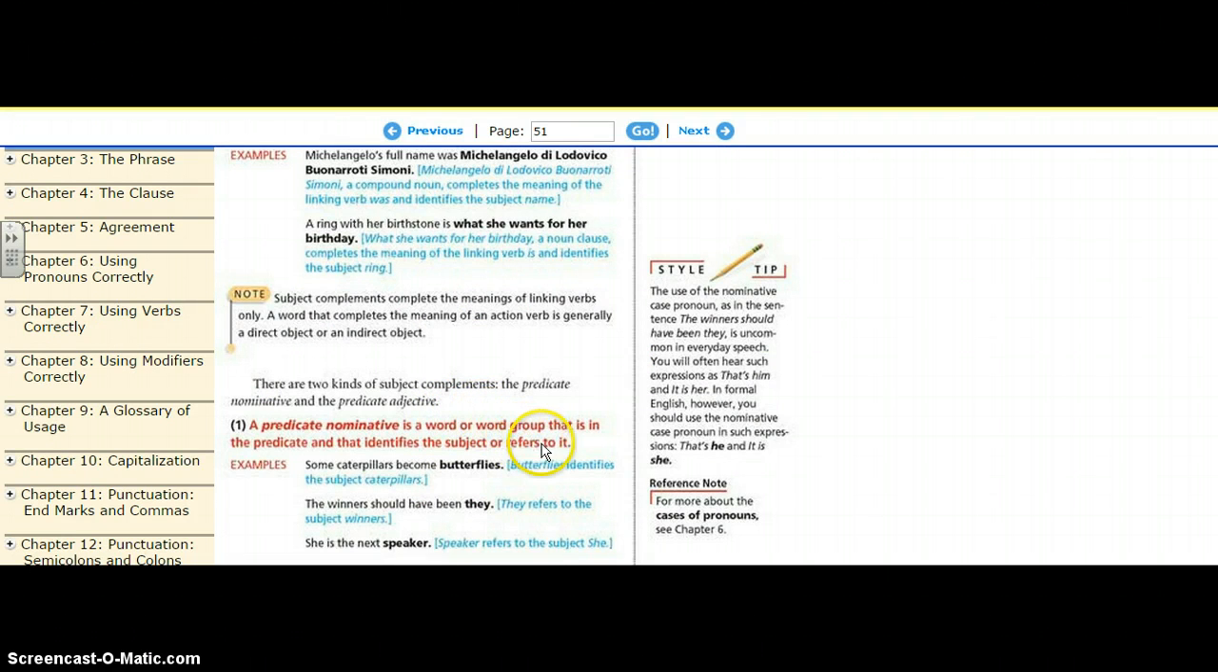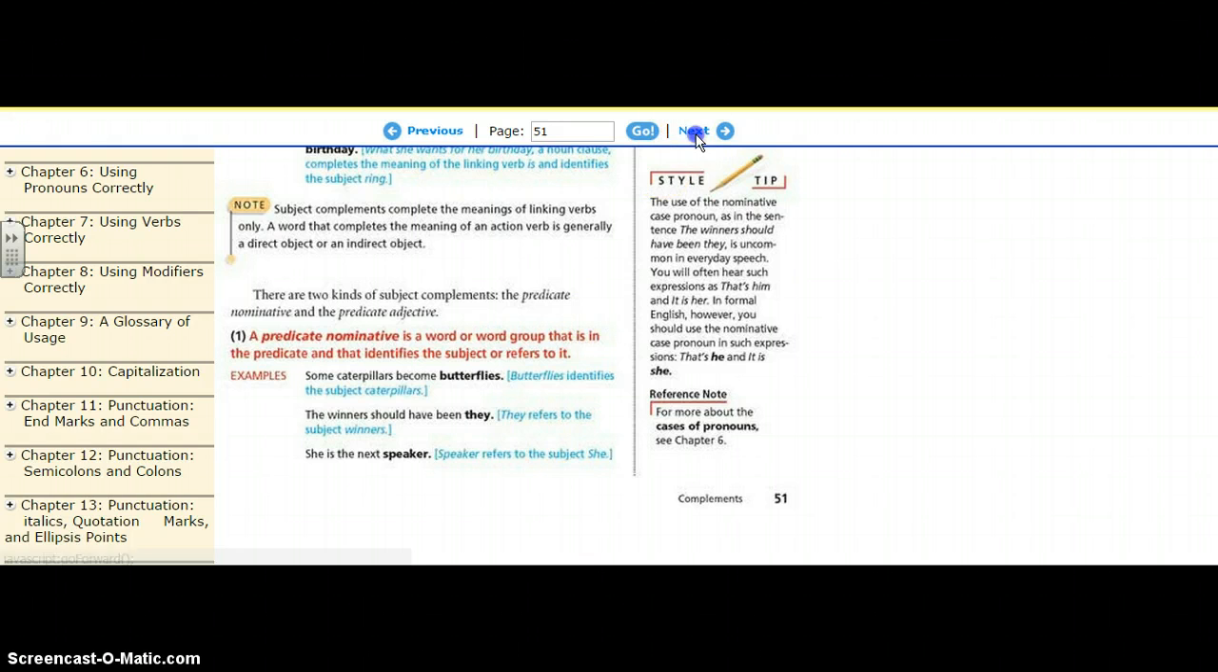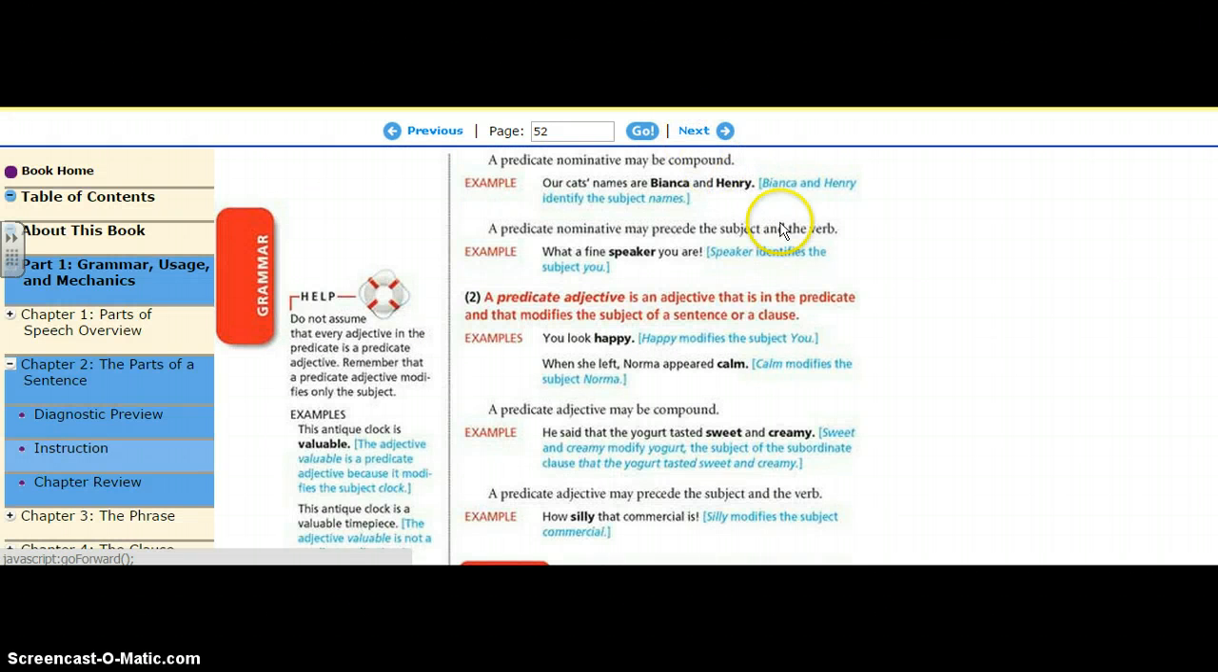A predicate nominative is a word or word group that is in the predicate, so it follows the verb, and it identifies the subject or refers to it. Some caterpillars become butterflies. Butterflies identifies the subject caterpillars. The winners should have been they. They refers to the subject winners. Page 52. We have continued examples of predicate nominatives, and then we jump to predicate adjectives.